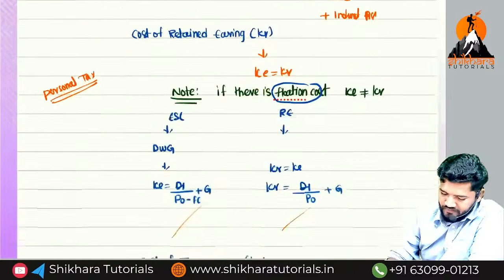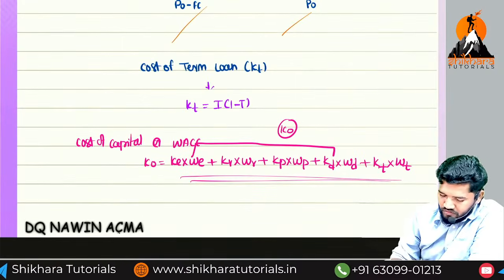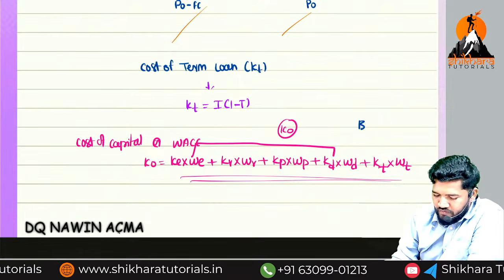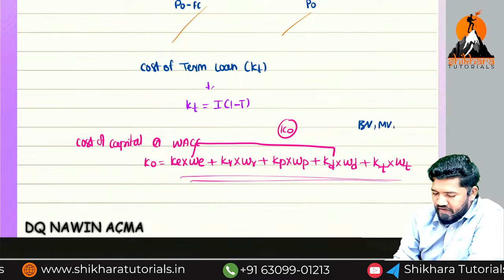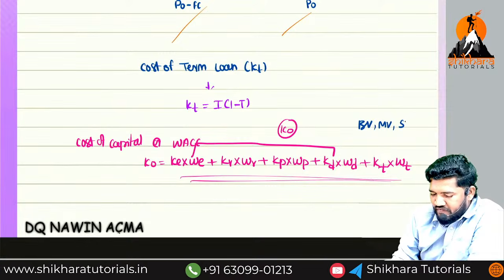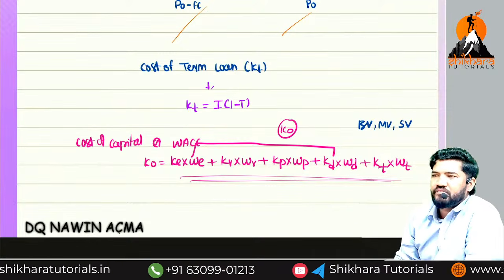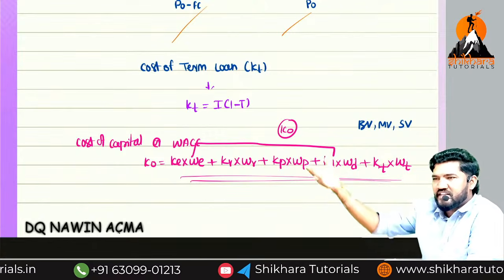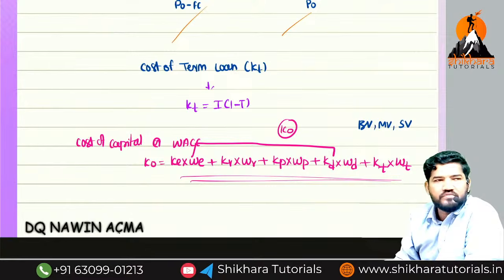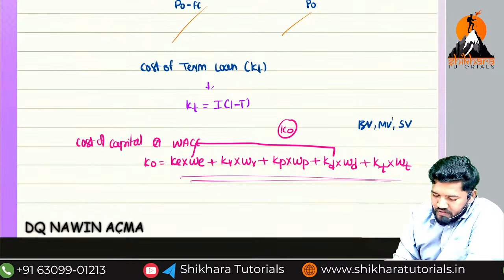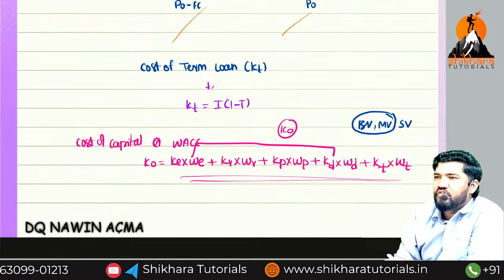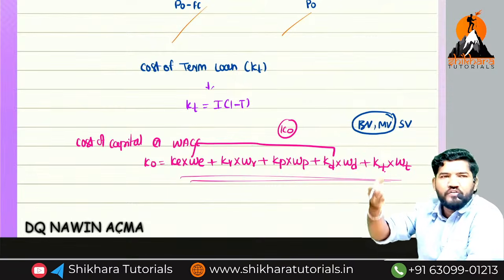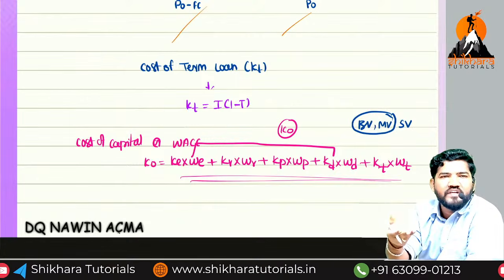When it comes to KO, we can calculate in three ways: with the help of book value, with the help of market value, and with the help of specific value or target value. If they give guidelines on what to use, how do you calculate? That is called specific value or target values. Generally, these two we already know. Book value means the values they have given in the question paper, that is the existing capital structure. If you use that to calculate KO, that is called book value.